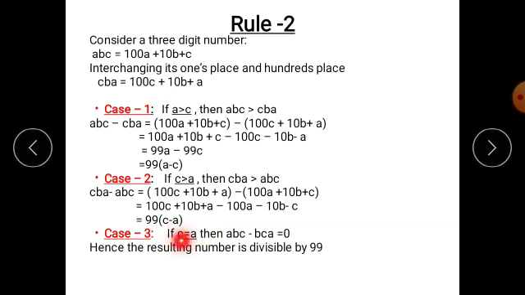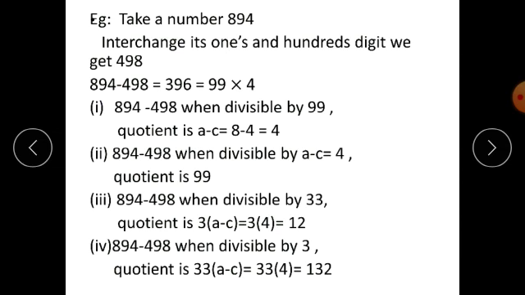And if both are the same, that is if C is equal to A, then both the numbers are the same, and the resulting number is divisible by 99. So let us have one example. We take a number 894, interchange its ones and hundreds digit, we get 498. Subtract both of them, we get 396, that is 99 into 4. This number is divisible by 99, the quotient will be 4, that is A minus C.